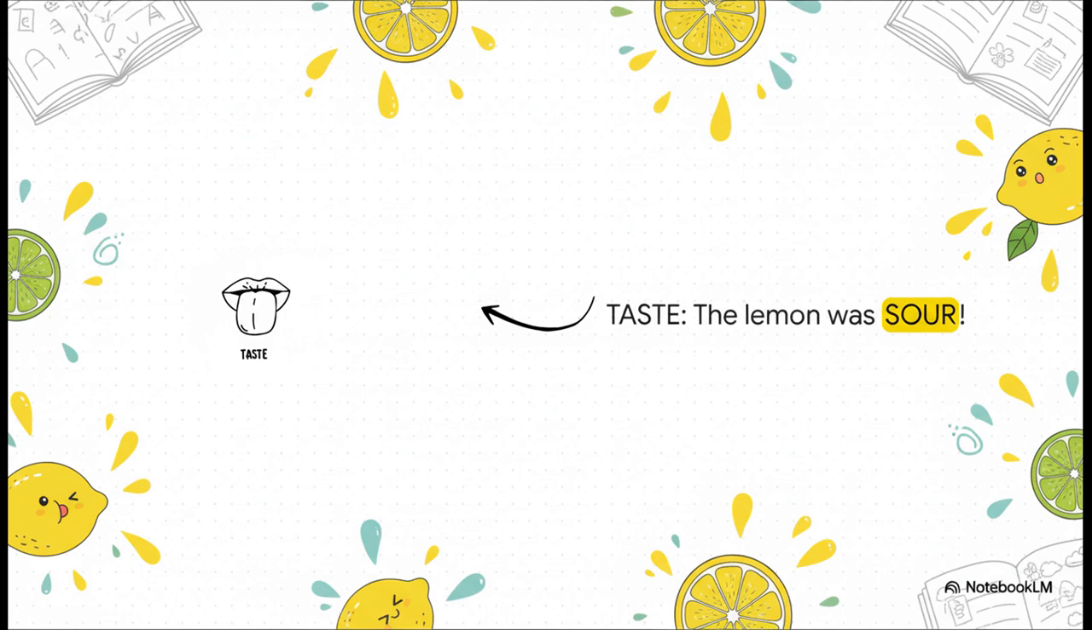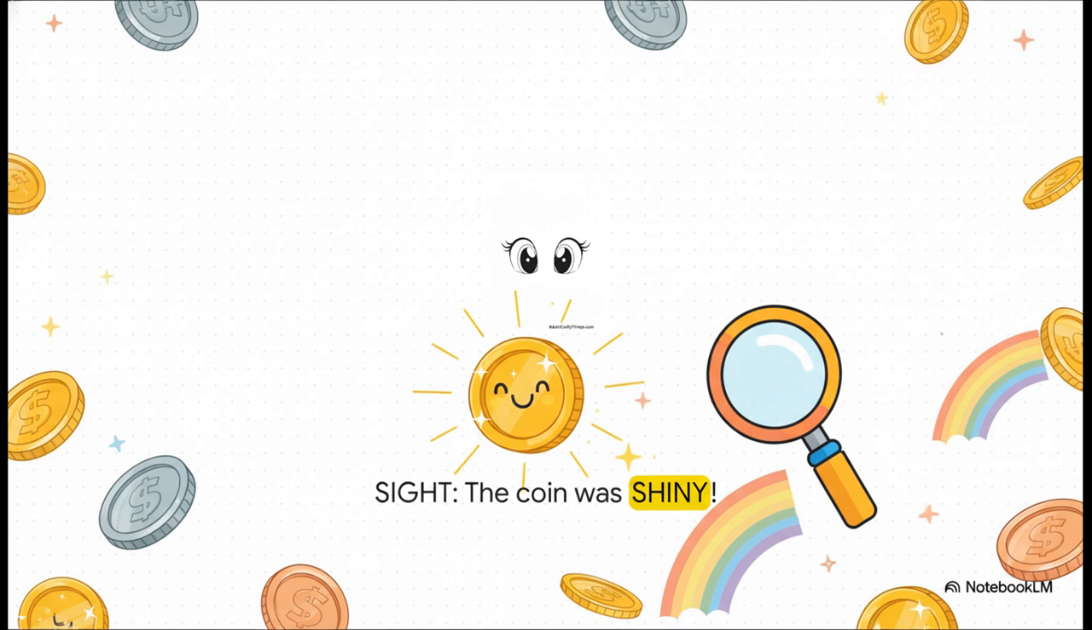It's sour. Whoa, that one word tells your brain exactly what that feels like, doesn't it? Okay, next up, sight. What do you see? You're walking and you spot something on the ground. It's not just any old coin, it's shiny. You can almost see the sunlight bouncing off of it.